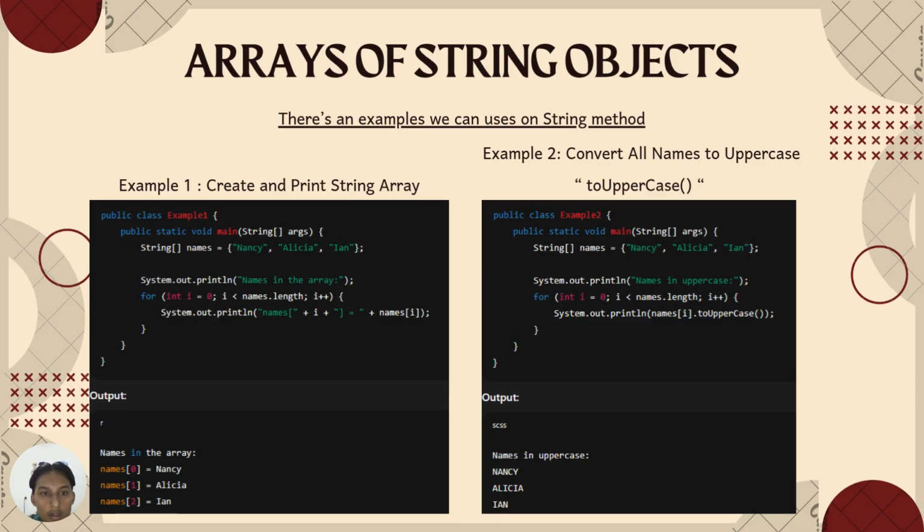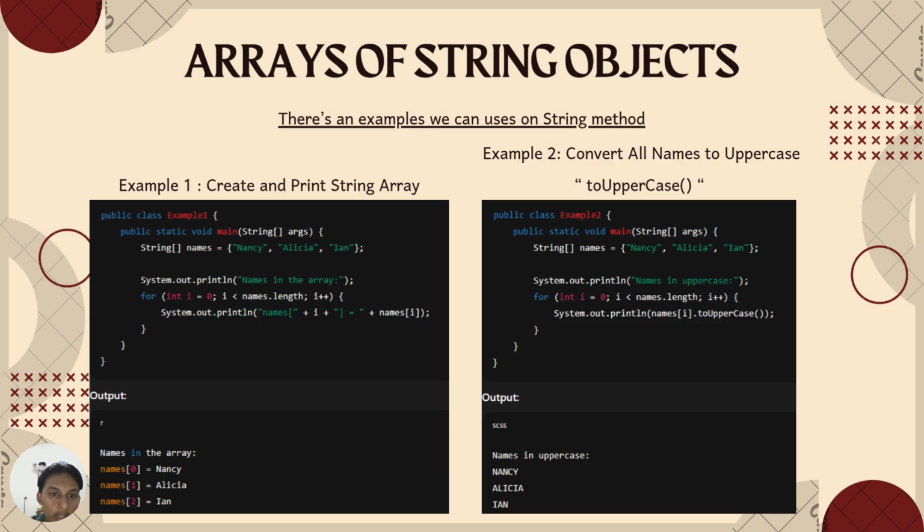So there are examples we can use with string methods. I have 4 examples: create and print a string array, convert all names to uppercase, example 3, the length of each name, and the last one, the concat method, which combines all names in one string. So we move on. So we go to example 1. So here is the example of the code.